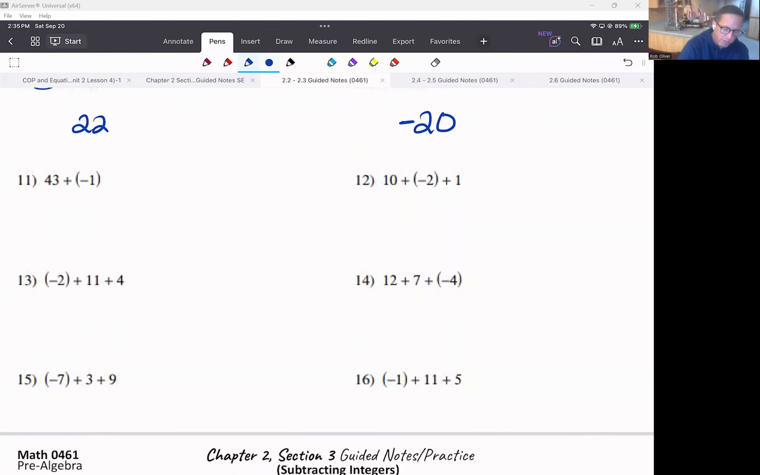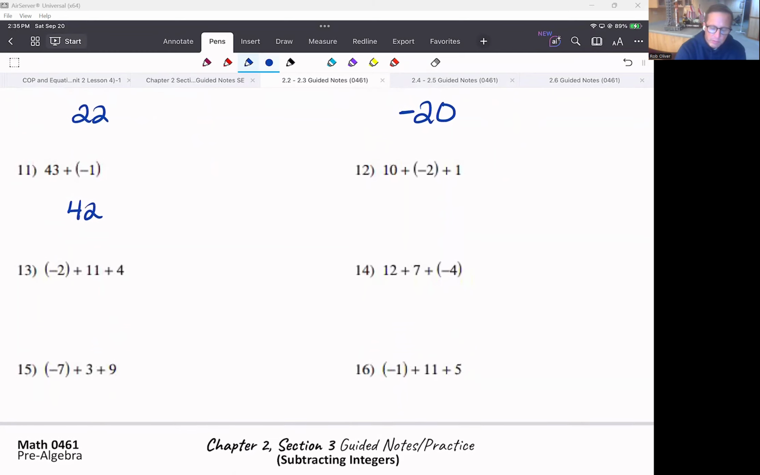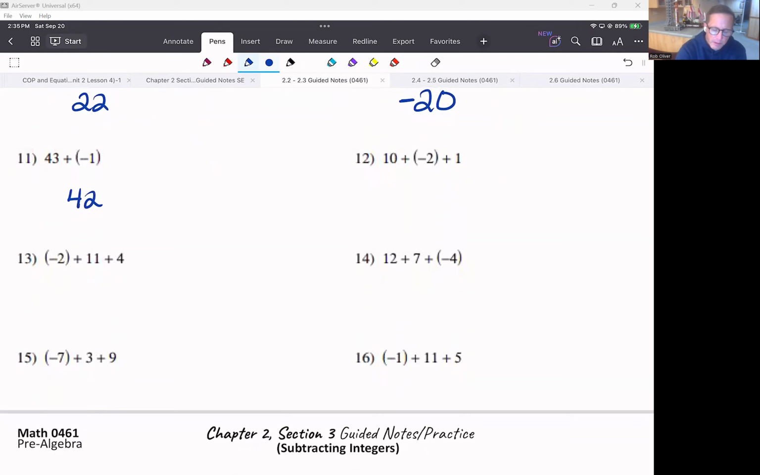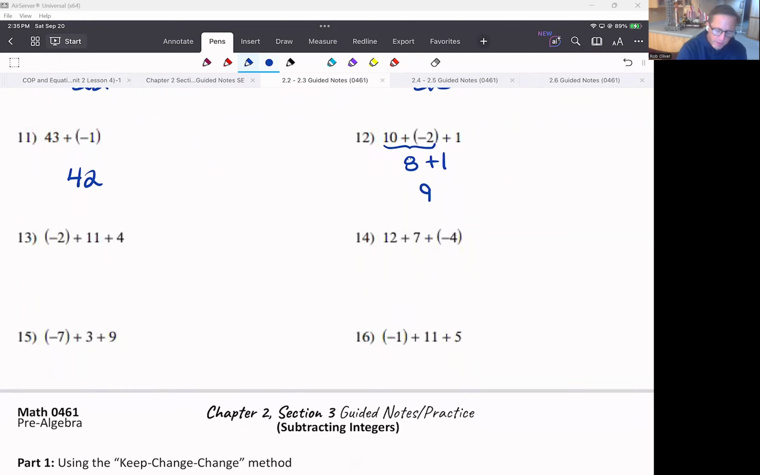All right, this one's going to be 42. This next one, I'll just take a little bit at a time. 10 plus negative 2 is 8. And then 8 plus 1 is 9. Right here, negative 2 plus 11 is 9. 9 plus 4 is 13.